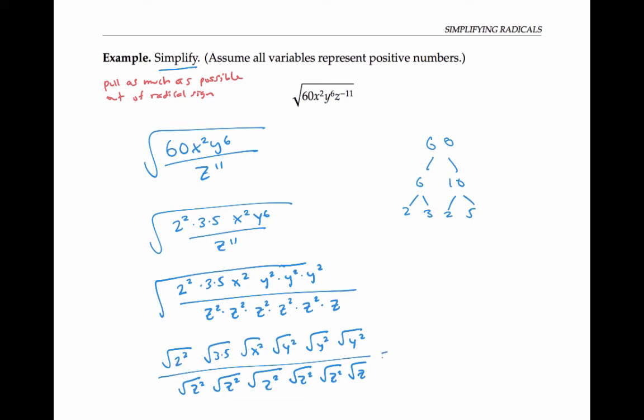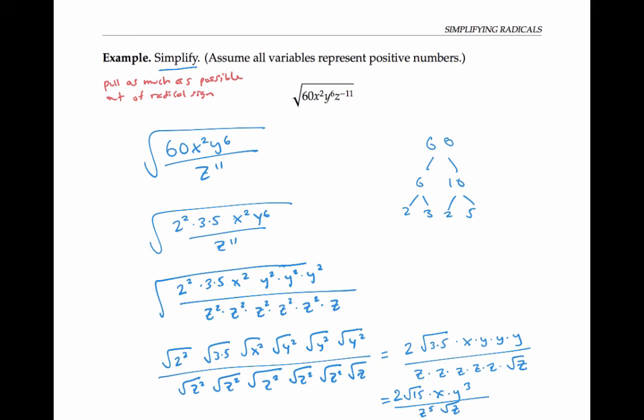So after doing that cancellation, I get 2 times the square root of 3 times 5 times x times y times y times y over z times itself, 5 times, times the square root of z. And now I can clean that up with exponents. I'll write that as 2 times the square root of 15 times x times y cubed over z to the 5th, the square root of z.